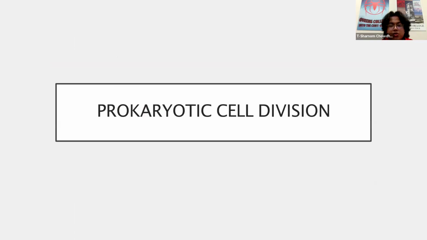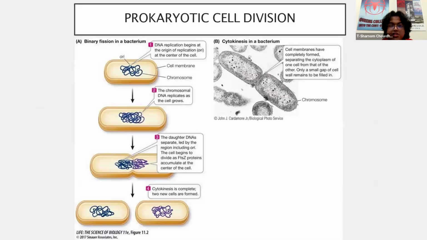All right, so first we're going to start with prokaryotic cell division as it's the simplest. Prokaryotic cell division is also known as binary fission. It's a very similar process to mitosis, not as complicated, but very similar. DNA replication begins at the origin of replication, also known as ori, at the center of the cell. The chromosomal DNA replicates and the cell starts to grow. Then eventually the daughter DNA separate, led by the region which includes the origin. So the cell begins to divide, and eventually cytokinesis is complete. Two new cells are formed.